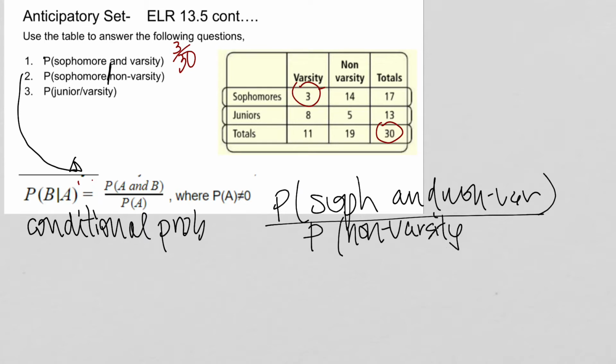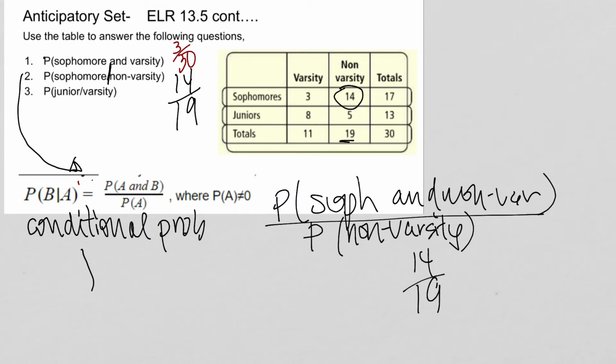So once you have your formula set up, we need to locate these two numbers on the chart. So let us take a look here. We have sophomore and on the non-varsity team. That is right here. There are 14 of them. And total on the non-varsity team is 19. So the answer for number 2 is 14 over 19.